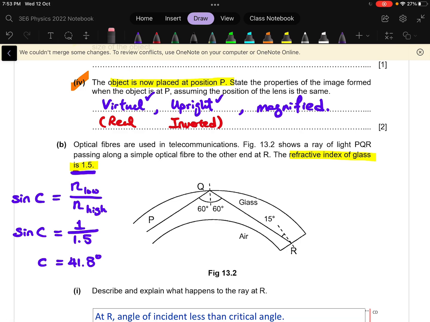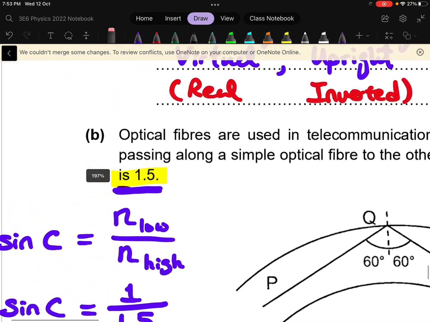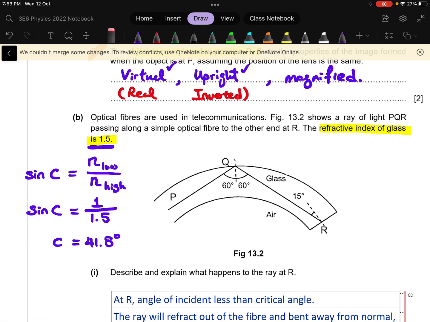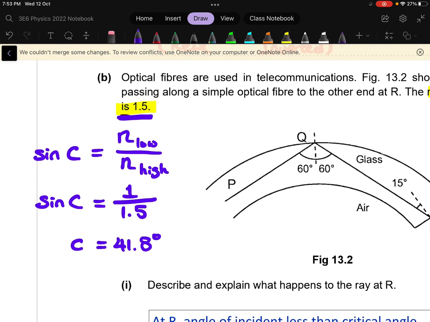Okay, for part B, it is still an optics question. They actually tell you that this glass has an index of 1.5. So whenever I get the refractive index, the first thing I am going to check is what the critical angle is. Because once I know the critical angle, I would know whether the light will get TIR or get refracted out. So by having this formula, sine C, which is the sine of the critical angle, will be equal to the ratio between the refractive index of the lower medium over the refractive index of the higher medium. In this case, the lower medium will be air, and the higher medium will be glass.